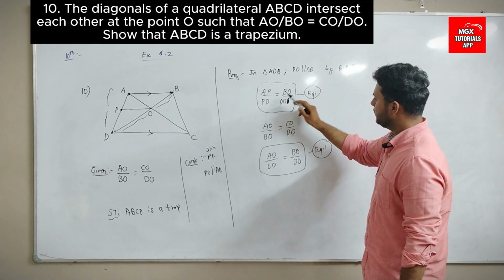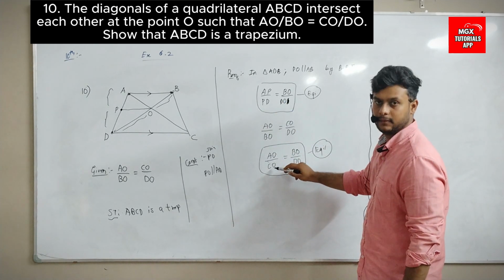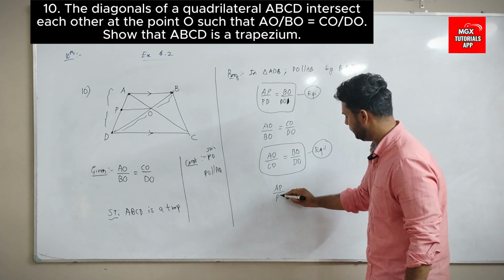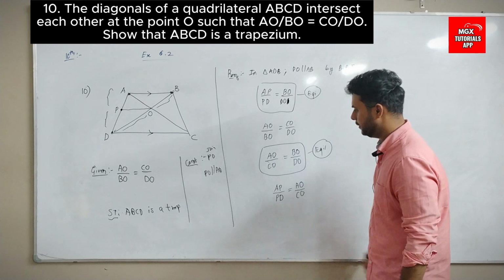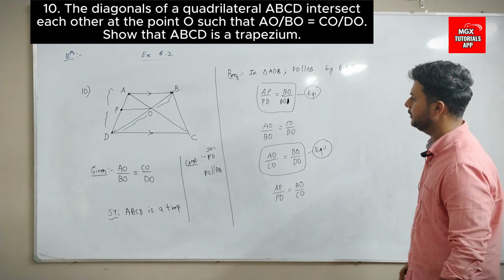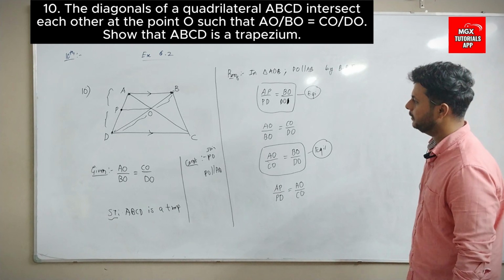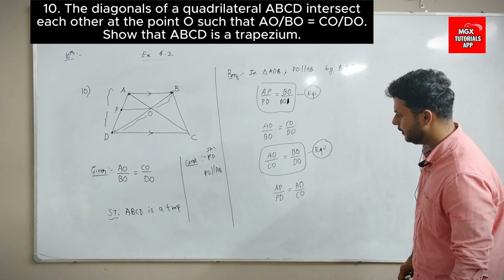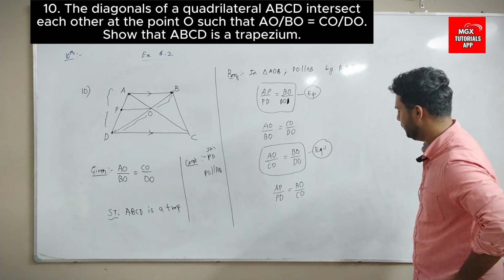Now AP by PD is equal to BO by DO. AO by CO is also equal to BO by DO. So this is equal to this. So AP by PD is equal to AO by CO. Now come here. AP by PD is equal to AO by CO. What should I prove? I should prove ABCD is a trapezium.